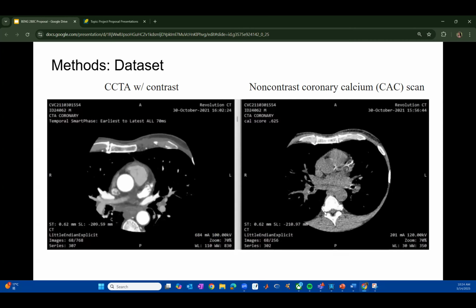Okay, so for our project, we are using a CCTA data set of patients with coronary artery disease. So for each patient, a CCTA scan was done with contrast, along with a corresponding non-contrast coronary artery calcium, or CAC, scan, where the CCTA scan is going to provide the clear anatomical details. So that's going to provide contrast between the ventricles, and the calcium scan is going to give you information on the calcium lesions, where the calcium lesions are highlighted in that scan.